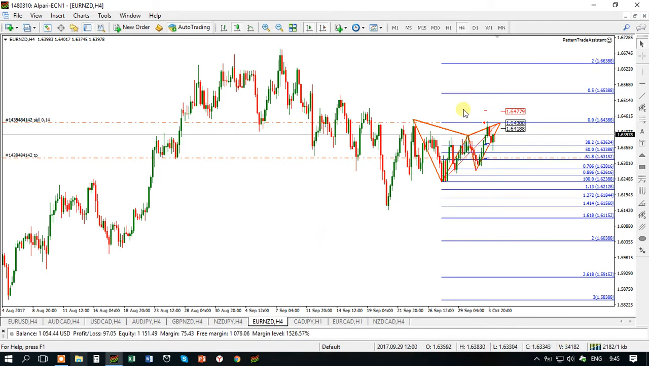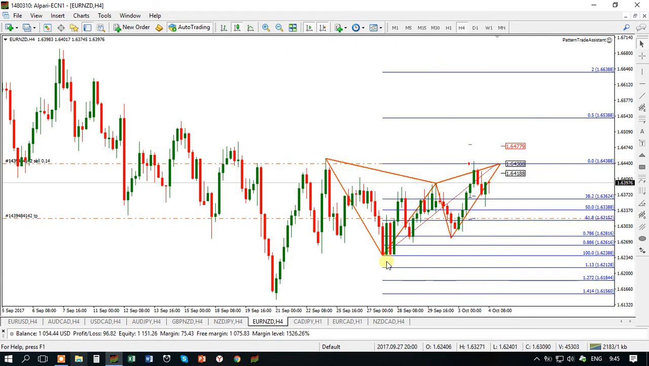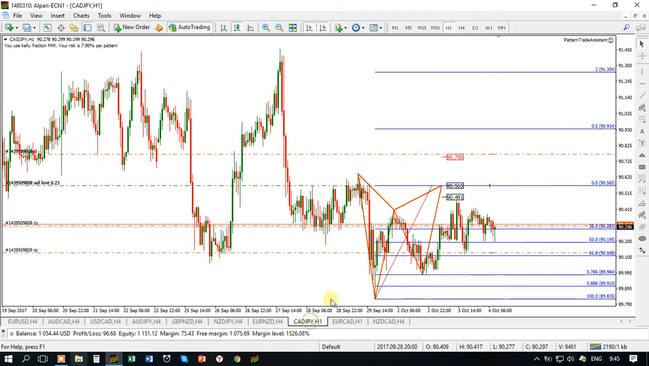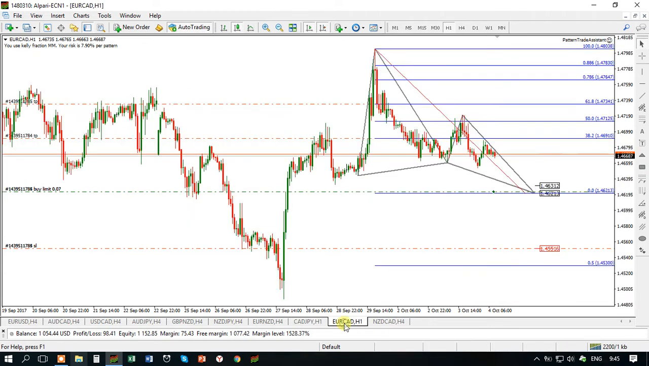Euro New Zealand, this is the trade that I recorded yesterday. It hit the first target, it was closed. The second target is this, and the stop loss was moved to break even. Canadian Yen, another trade setup. If your broker hit this 90% and if you use that 90%, then you should skip this pattern.